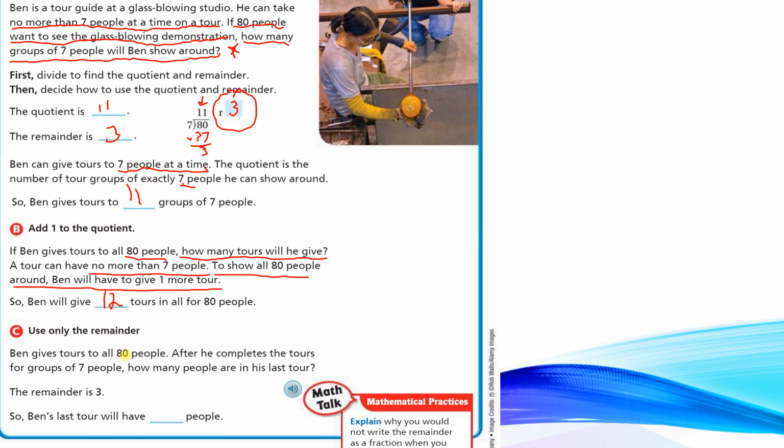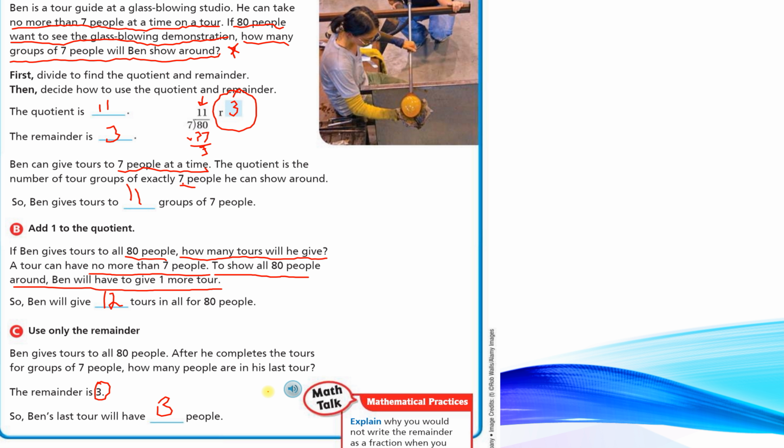So Ben gives the tour to all 80 people. After he completes the tours for groups of 7 people, how many people are in his last tour? Well, we talked about that. That's our remainder. That 3 represents 3 people. So Ben's last tour will have 3 people in it.